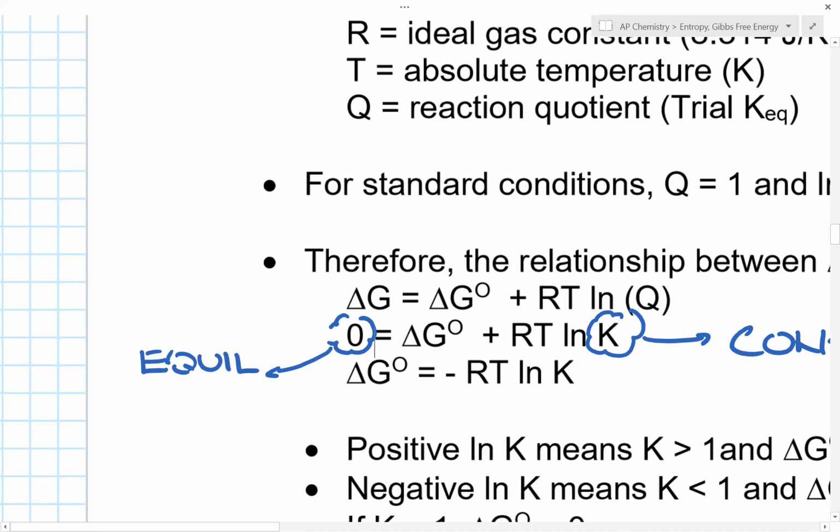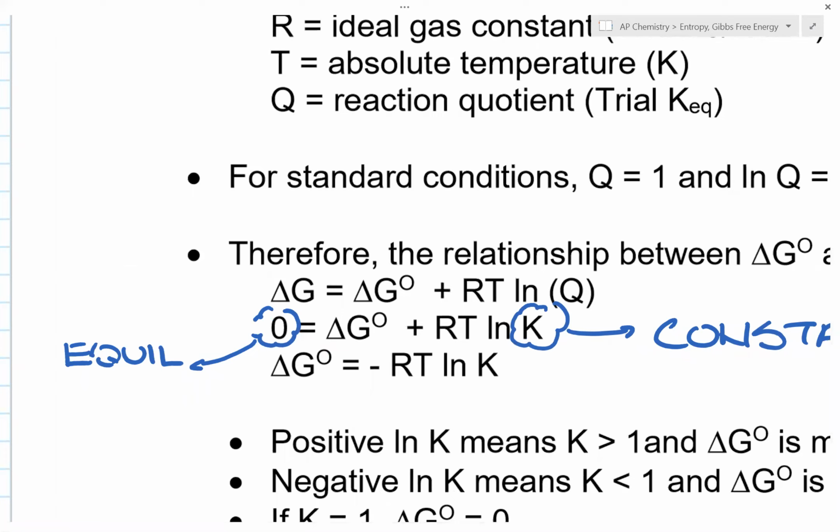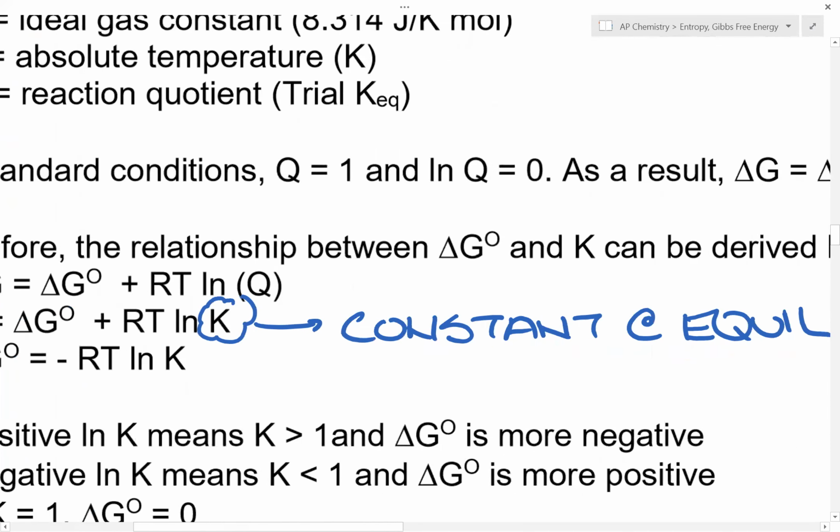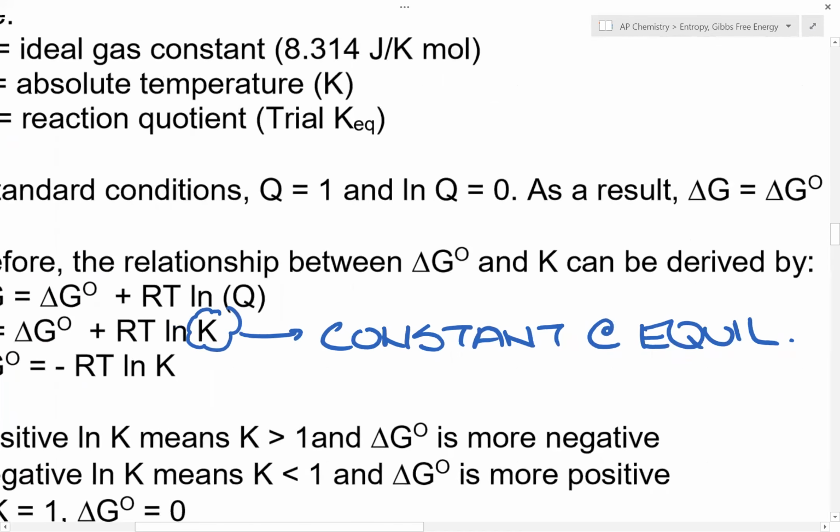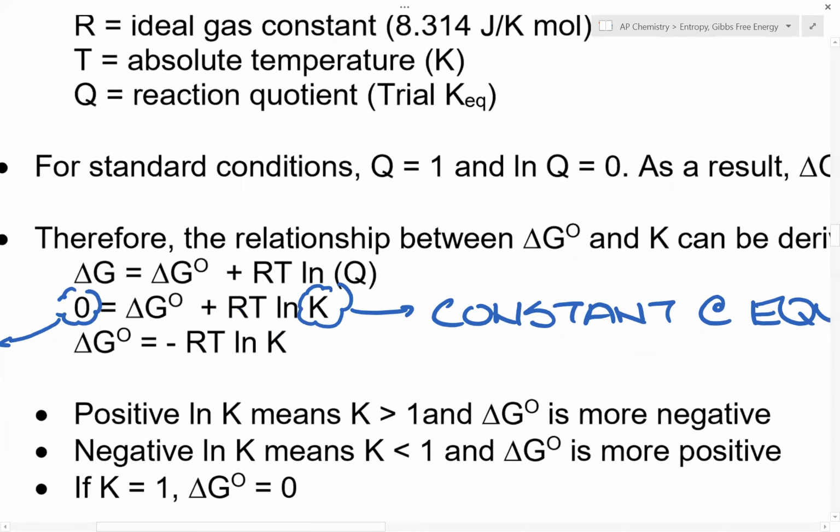Okay, delta G is equal to delta G naught plus RT natural log of K. Remember, K is the constant at equilibrium. So substituting, delta G naught is equal to negative RT natural log of K.